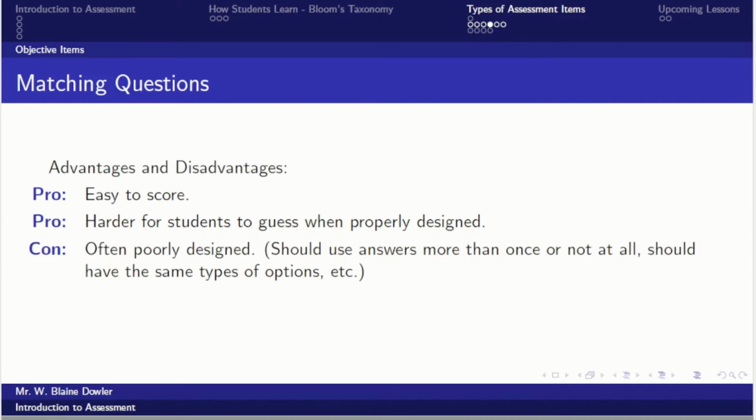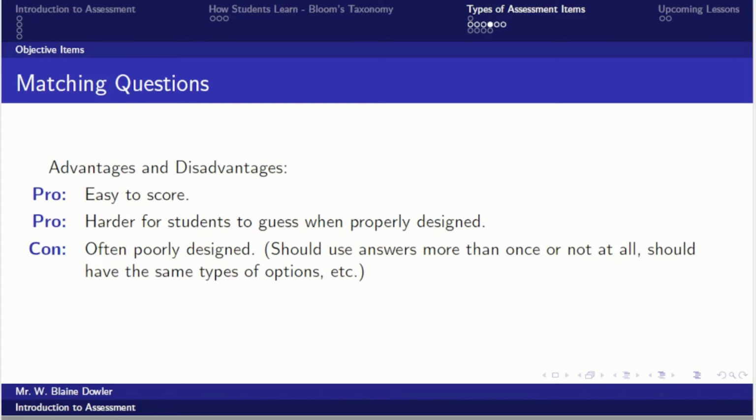So one of the downsides is that they are often poorly designed. Right? If you have a list where you should use each word exactly once, then if it's out of 10 questions and the student only knows 9, they can deduce number 10 without actually understanding it. So the fact that they got that item correct is not an indicator of their understanding of the material. And that is the ultimate goal, to have that mark reflect their understanding of the material.